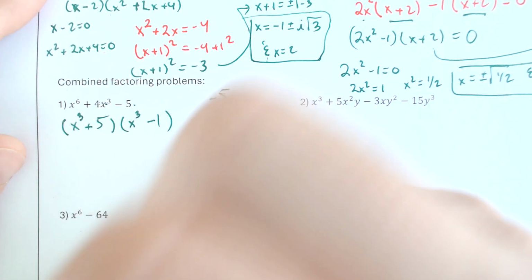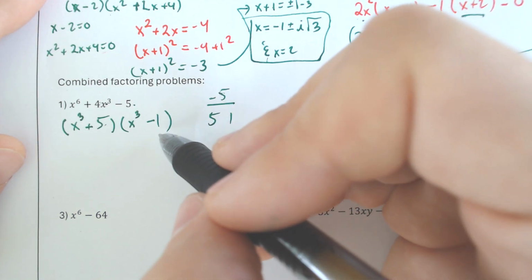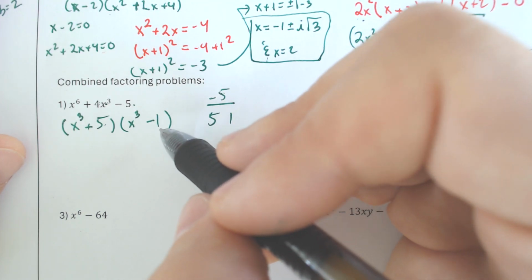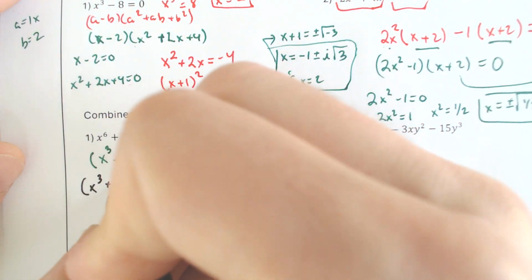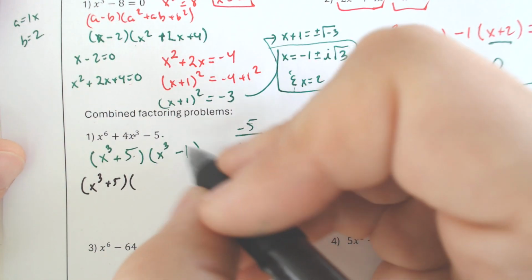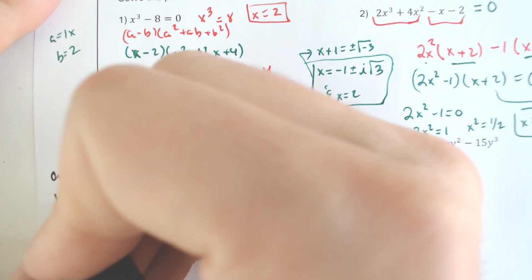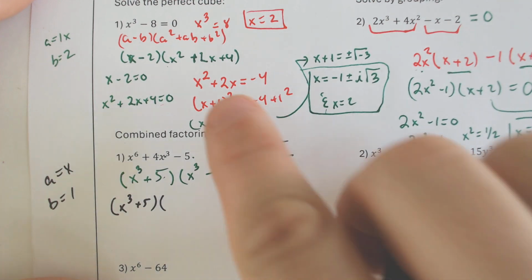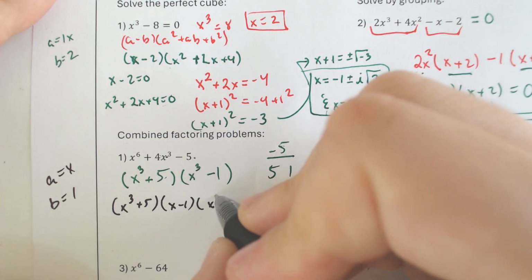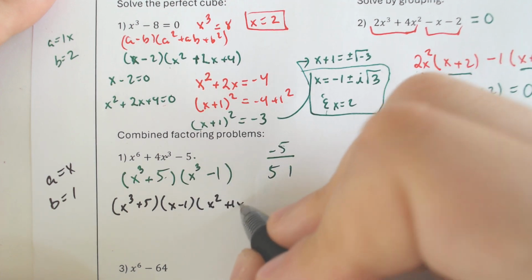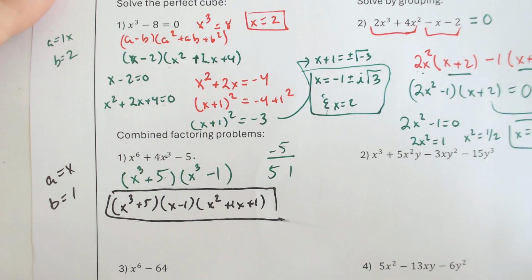x to the 3rd plus 5, dead in the water. 5 is not a perfect cube. x to the 3rd minus 1, not done because it's a perfect cube. 1 is a perfect square and a perfect cube. So the x to the 3rd plus 5 remains, but this x to the 3rd minus 1, your a would equal a single x, and your b would equal 1. So then we would have to use the a minus b formula, and you'd have x minus 1 with an x squared plus 1x plus 1 as the final factoring problem when you plug it into the a minus b formula.